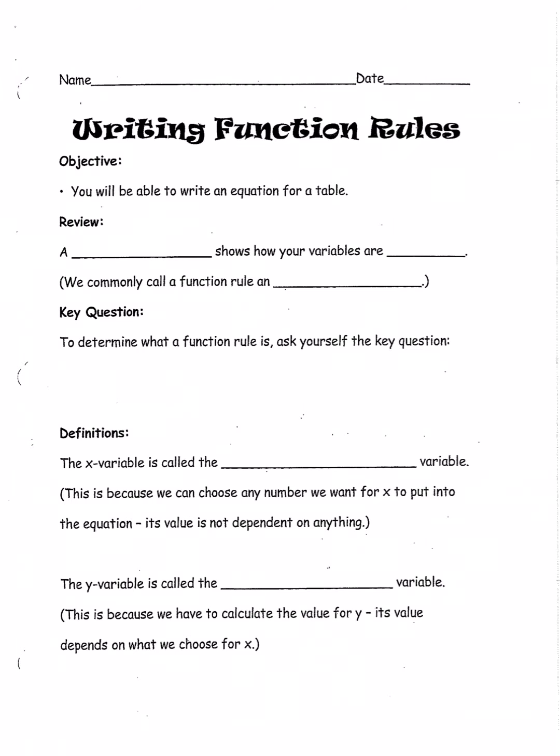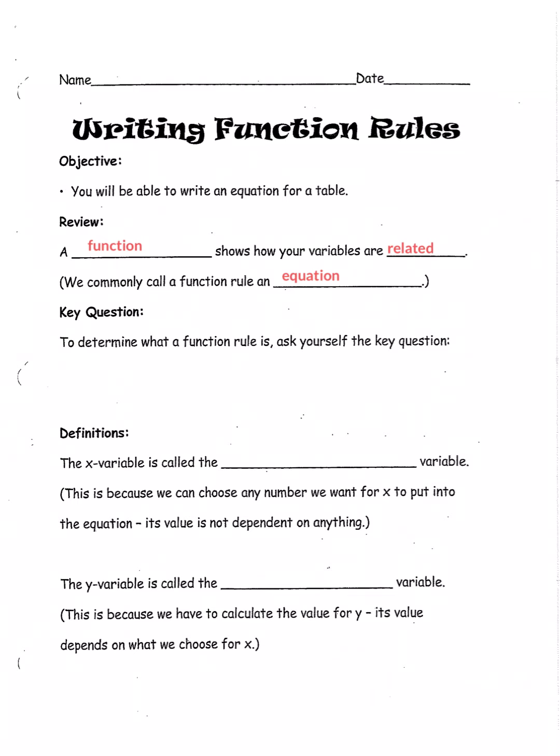Today we are going to write function rules using tables. Our objective, our learning goal, is we will be able to write an equation for a table. Quick review. A function shows how your variables are related. We commonly call a function rule an equation.